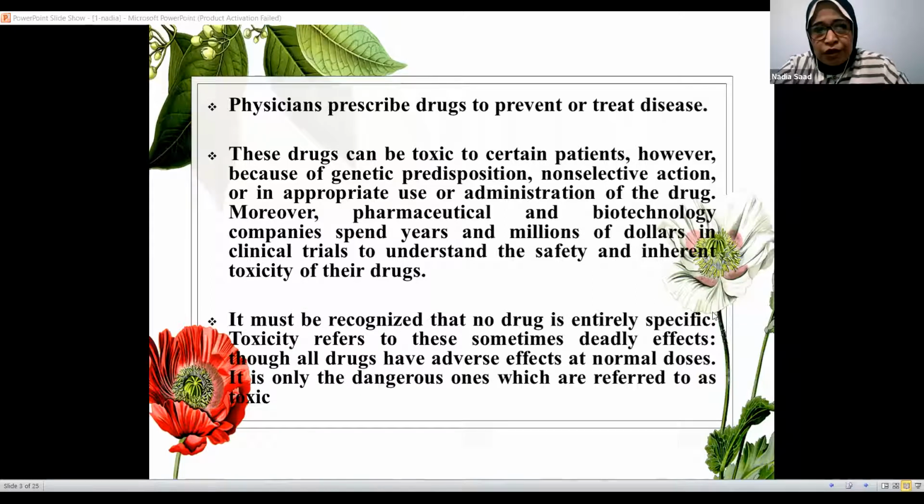As we know, physicians prescribe drugs to prevent or treat disease, but most drugs are toxic for many reasons. Maybe for genetic predisposition, non-selective action, inappropriate use or administration of the drug. Pharmaceutical and biotechnology companies spend years and millions of dollars to understand the safety and inherent toxicity of these drugs. As we know, all drugs have adverse effects at normal doses.